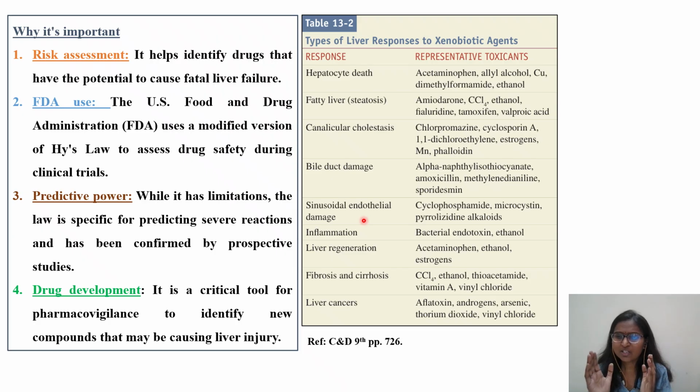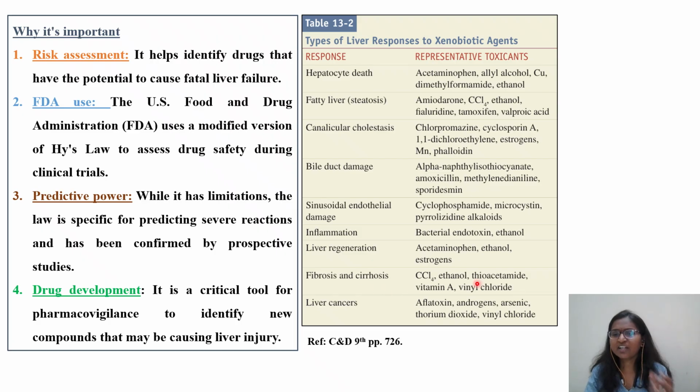In my first picture I gave the different regions of the liver. There you can see inflammation of the liver is caused by bacterial endotoxin as well as alcohol. Now you see alcohol is causing hepatocyte death, alcohol is causing fatty liver, steatosis. So alcohol is affecting all the major parts of the liver, and it is also causing inflammation. Coming to liver regeneration: acetaminophen, ethanol, estrogen, again alcohol is involved. If you see acetaminophen, it is causing hepatocyte death, and it is also impairing liver regeneration, because of which there is permanent, irreversible damage.